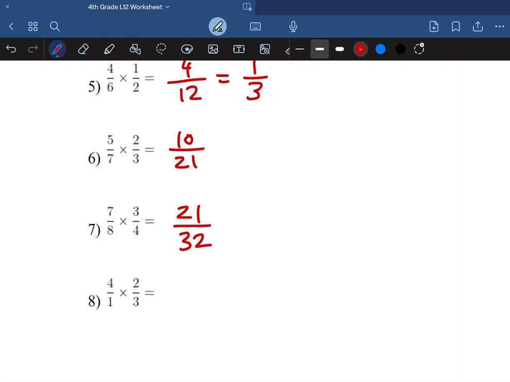Number 8, we have 4 over 1 times 2 over 3. 4 times 2 is 8. 1 times 3 is 3, so the answer is 8 over 3.